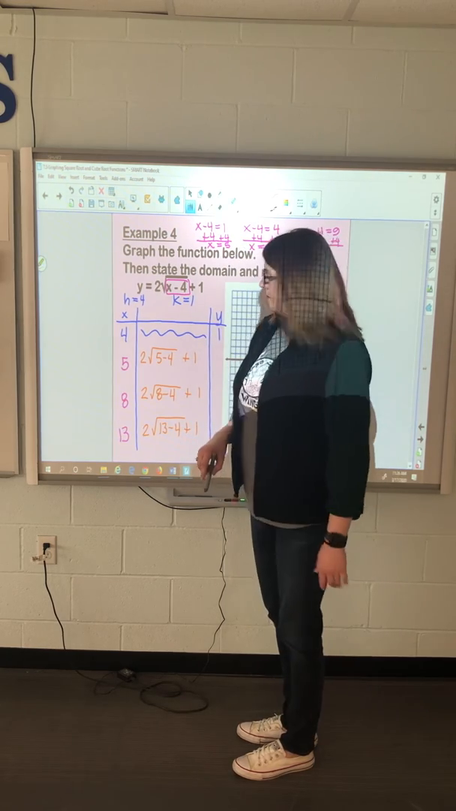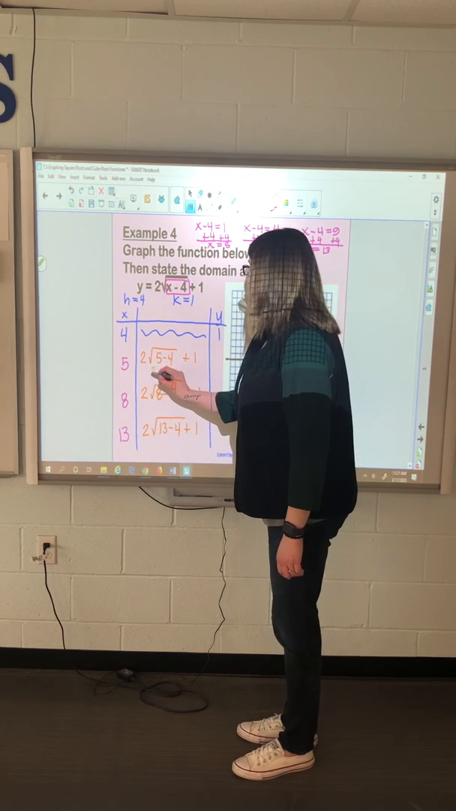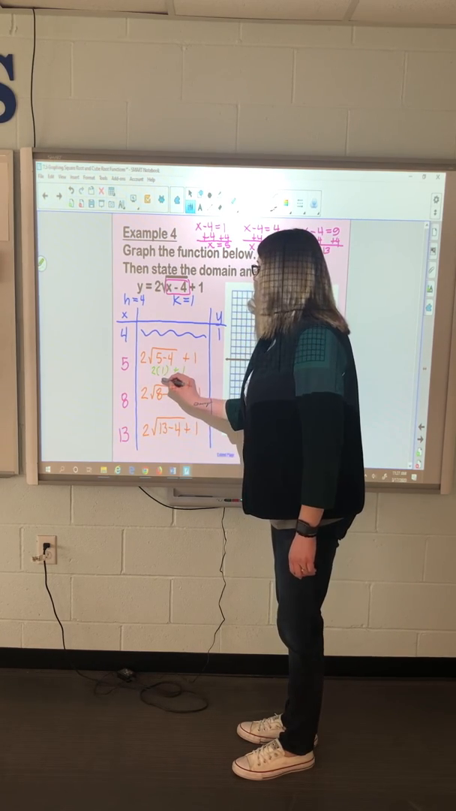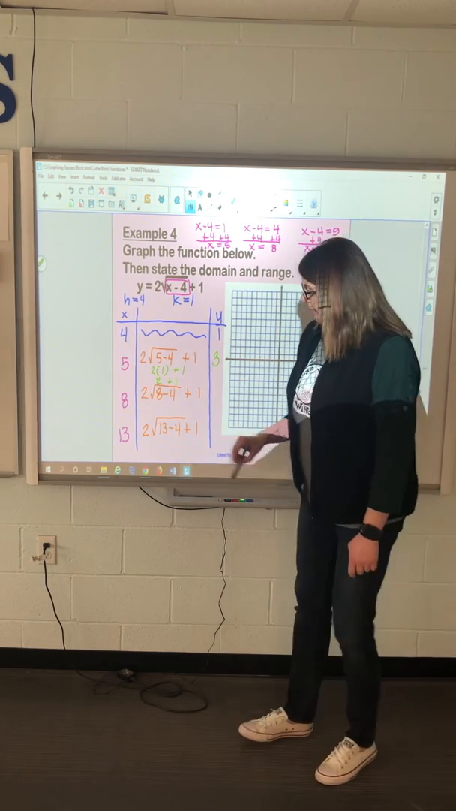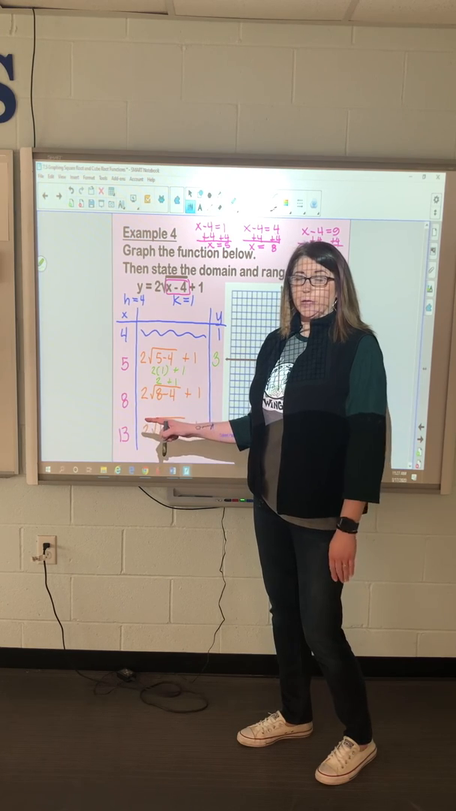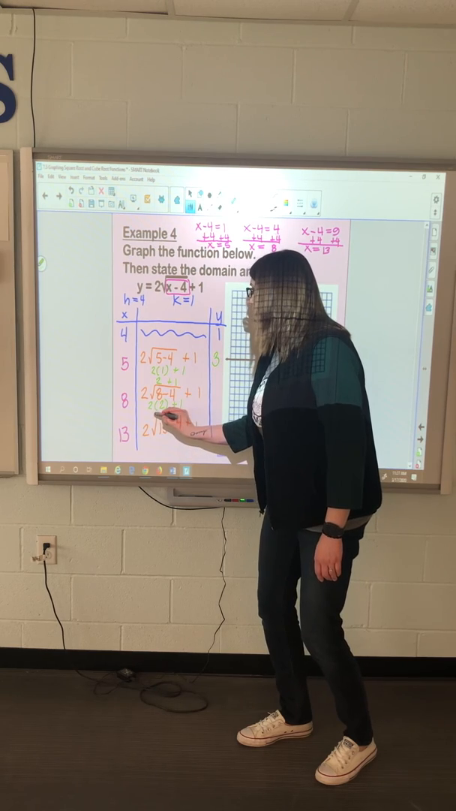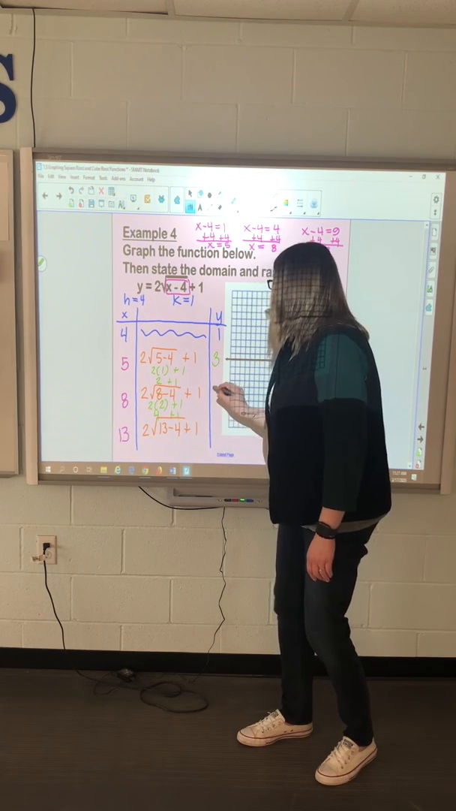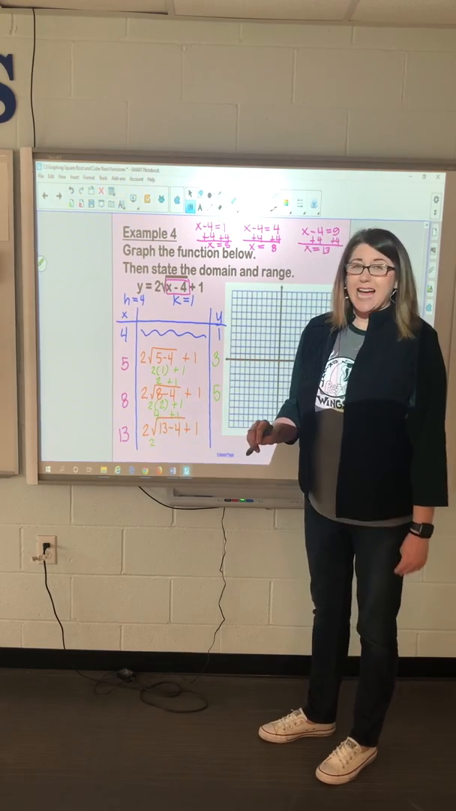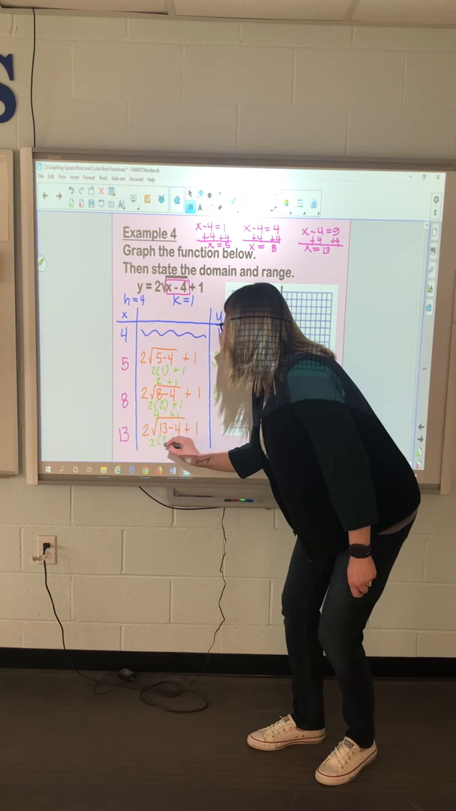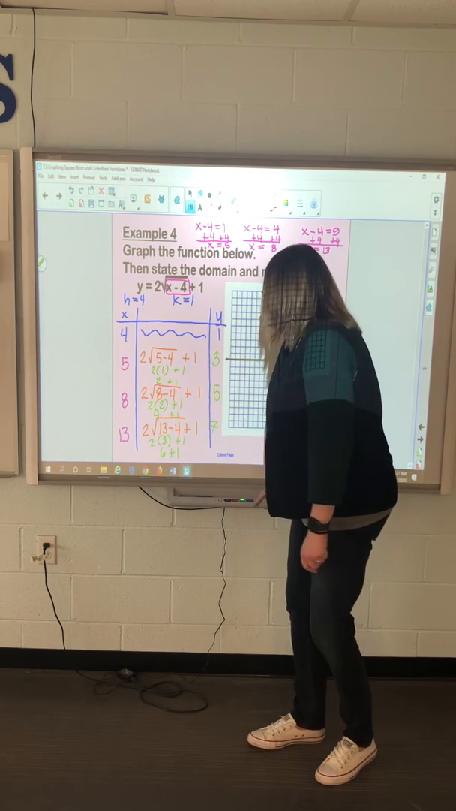Okay, so here comes the math part. 5 minus 4 is 1. The square root of 1 is 1. So I'm going to have 2 times 1 plus 1. 2 times 1 is 2, and 2 plus 1 is 3. Next one, we get 8 minus 4, which is 4. The square root of 4 is 2. So we have 2 times 2 plus 1. Well, 2 times 2 is 4, and 4 plus 1 is 5. And then down here, 13 minus 4 is 9. The square root of 9 is 3. We're going to multiply the 2 and the 3 together to get 6. And 6 plus 1 is 7.